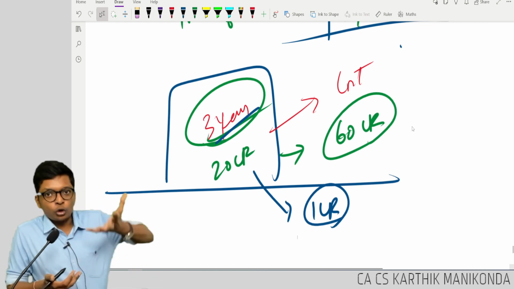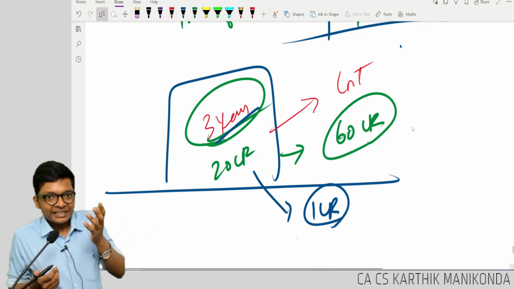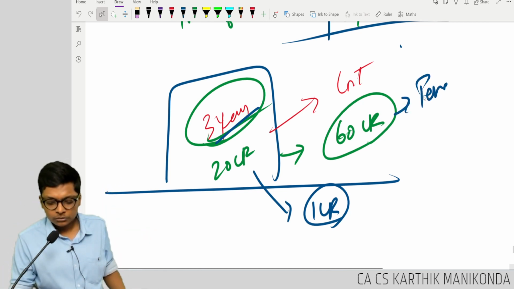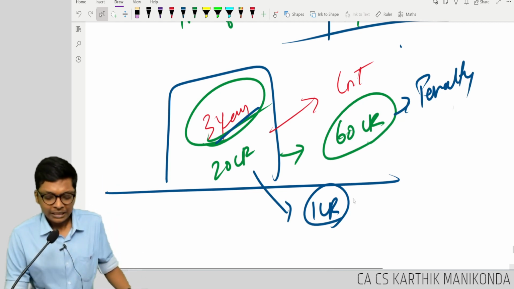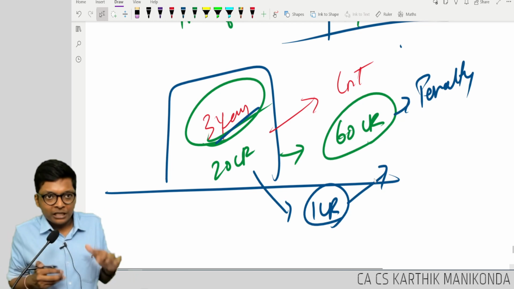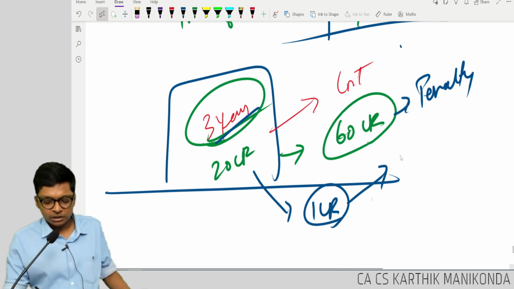When the amount is so high, to punish you, it's terrorism in nature. Then it's called a penalty, meant to punish you. Liquidated damages is not to punish you. It's to compensate me for the loss I can get because of the delay or breach. So this is called liquidated damages.